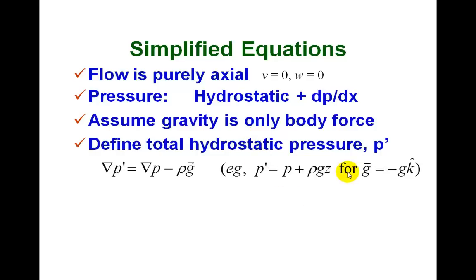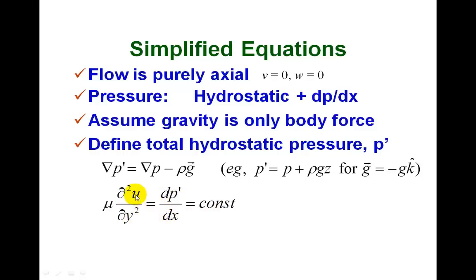So typically we have P prime is P plus rho gz, where z is the direction of gravity, although it could be rho g and some other direction if you have a tilted parallel plate situation. So this is just the most straightforward version of things. So now the momentum equation in the flow direction is simplified to mu times d squared u dy squared is equal to the pressure gradient.